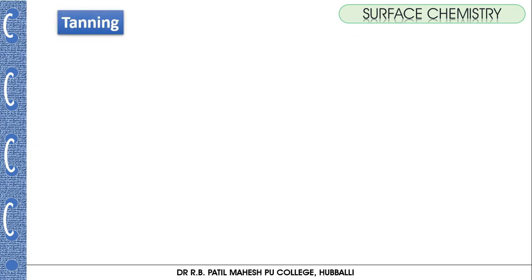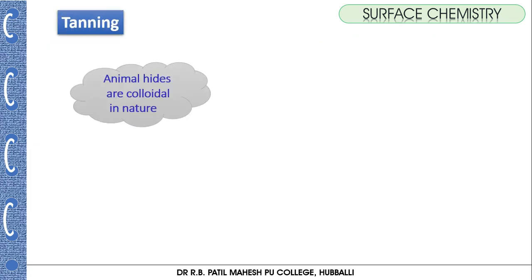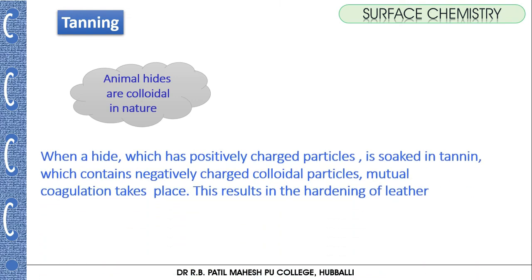Tanning. Animal hides are colloidal in nature. When a hide which has a positively charged particle is soaked in tannin, which contains negatively charged colloidal particles, mutual coagulation takes place. This results in hardening of leather. This process is also termed as tanning.